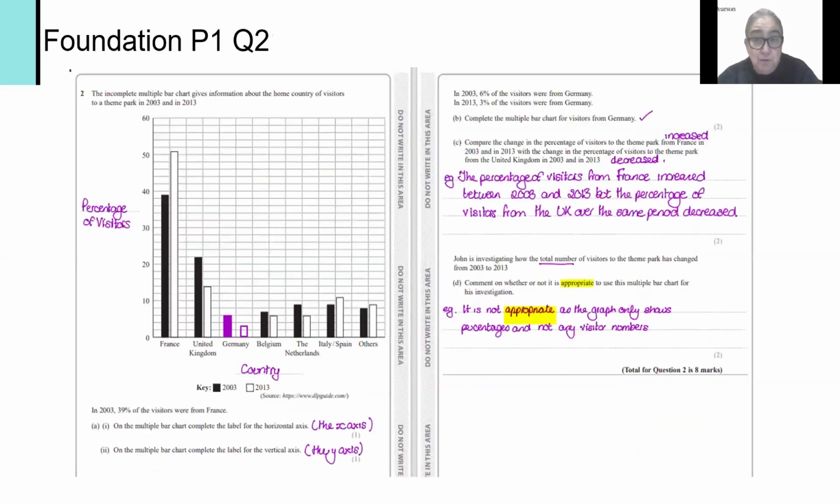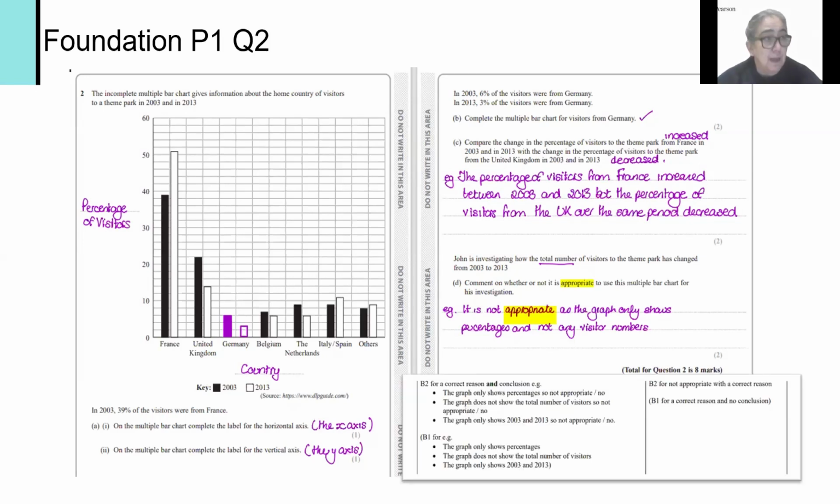So then the next one was the appropriateness of using a method. So the appropriateness of using multiple bar charts. Yeah, so on this question, again, too many students were not making that final conclusion, even though the command line says comment on whether or not it is appropriate. So you'd almost think, okay, so I'm going to comment on it's appropriate and then justify why I'm making that decision. And I think that's a key theme that comes through.